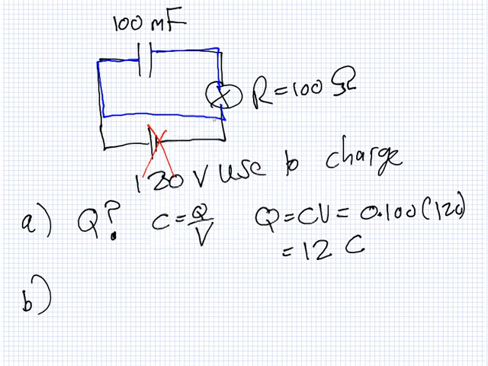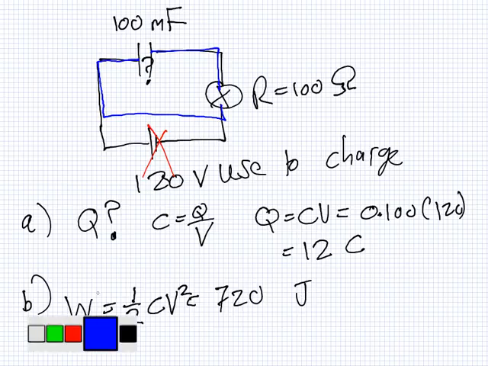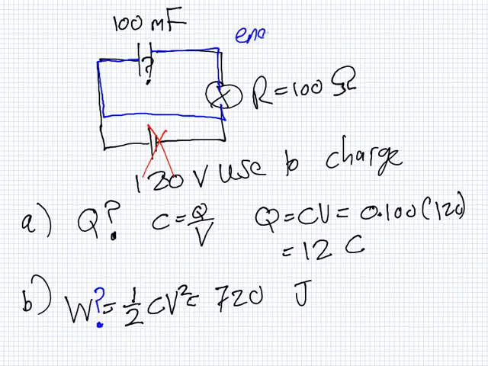Okay? Yeah. Secondly, how much energy is stored here in the capacitor? So the formula, do you remember it? The energy stored in the capacitor? How much energy does it have? How much work can it do? No. Nope. For a capacitor, it's a half CV squared. So this capacitor could do 720 joules of work. B is what's the W? How much energy is stored in here?